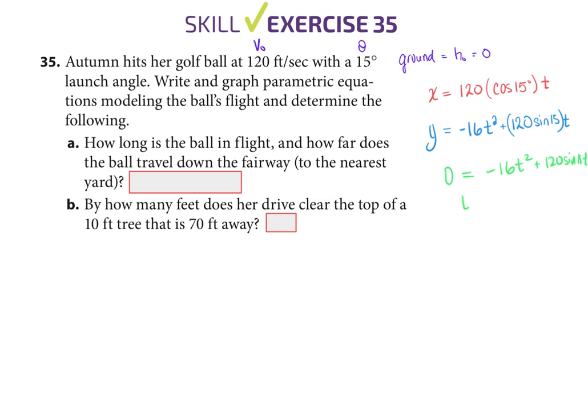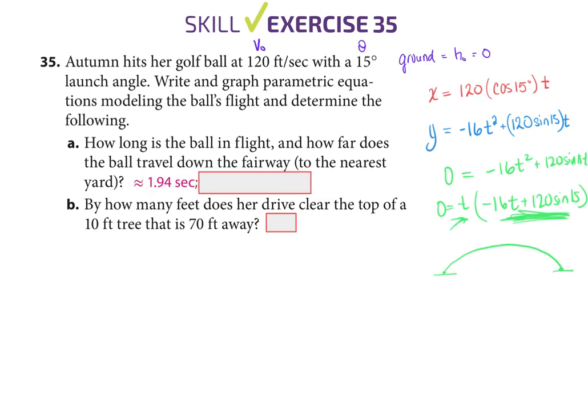So we have 0 equals t times negative 16t plus 120 sine of 15. All right, we know that 0 is one of my options because at time 0, it is sitting on the ground. This is going to tell me where else it is sitting on the ground, my second time. That means that's how long it was in the air. So how long is the ball in flight? That's going to be this guy equal to 0. So solve for that. You should have gotten 1.94 seconds.